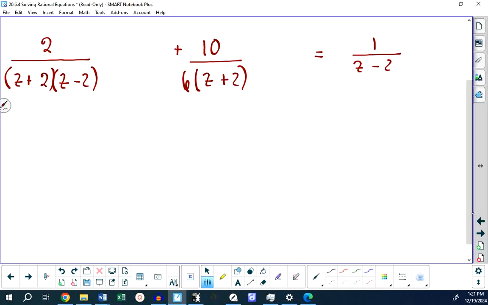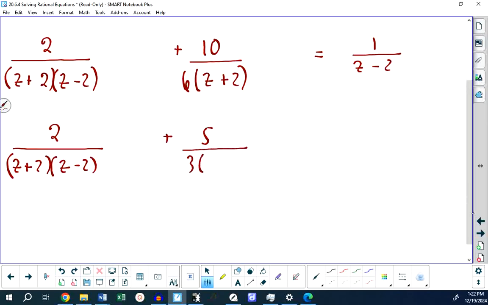But I am going to rewrite it with a 5 here and a 3 there. So now I have 2 over z plus 2, z minus 2, and I'm going to leave some space. I can write this as 5 over 3 times z plus 2, equals, I'm going to leave some space, 1 over z minus 2. And after we finish this question, you'll start to be able to gauge how much space you need.